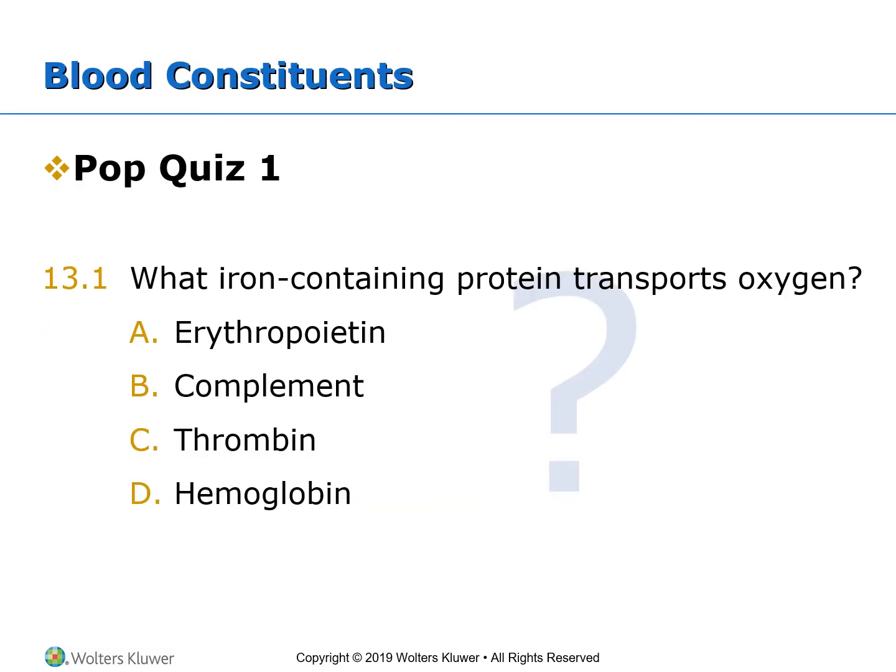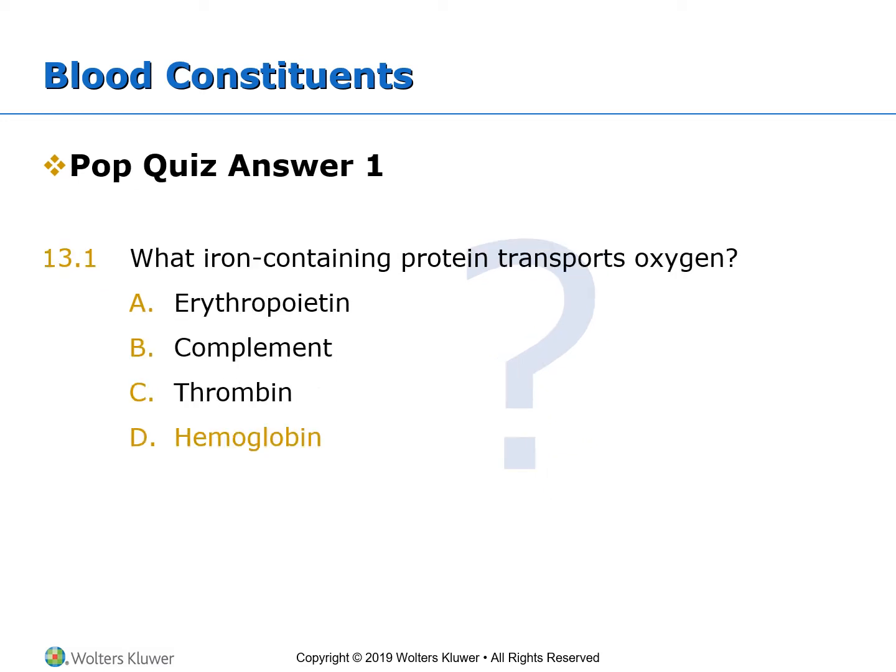So question number 1 is asking you, what iron-containing protein transports oxygen? Erythropoietin, complement, thrombin, or hemoglobin? The answer is that the iron-containing protein that transports oxygen is hemoglobin.